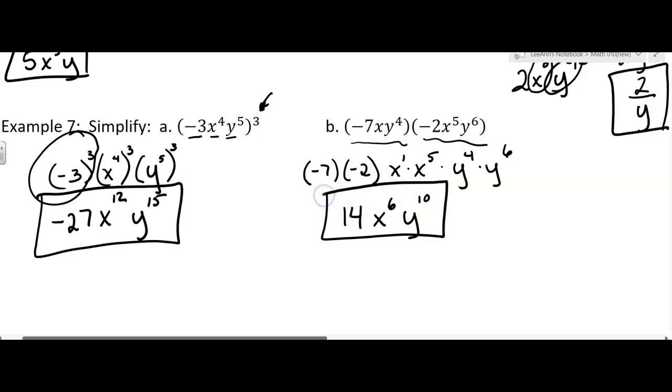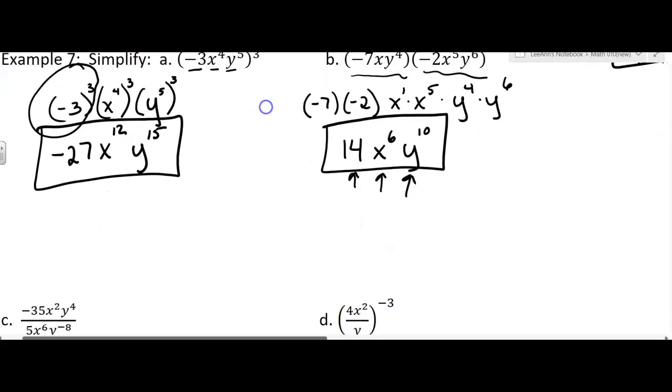Did I ever have a power to a power? Nope, not this time. I don't have any negative exponents, don't have any parentheses, don't have any repeated bases. Okay? So again, it's following that format: coefficient, base, base.